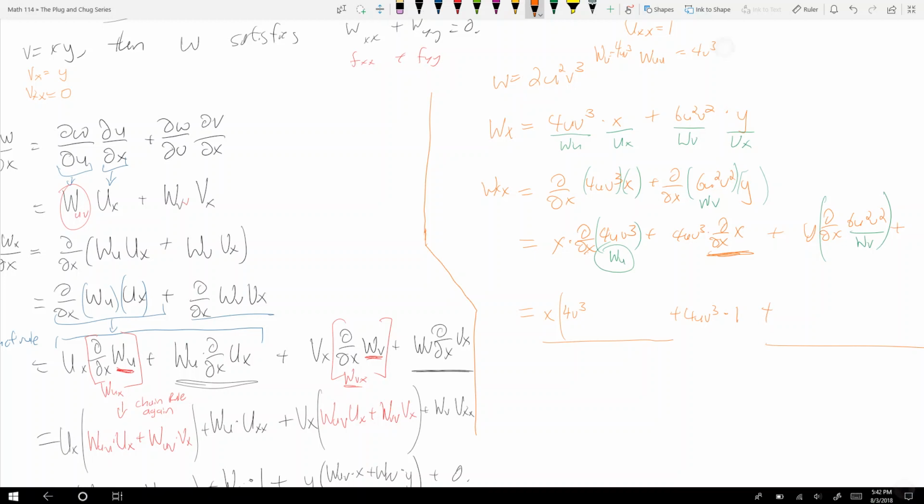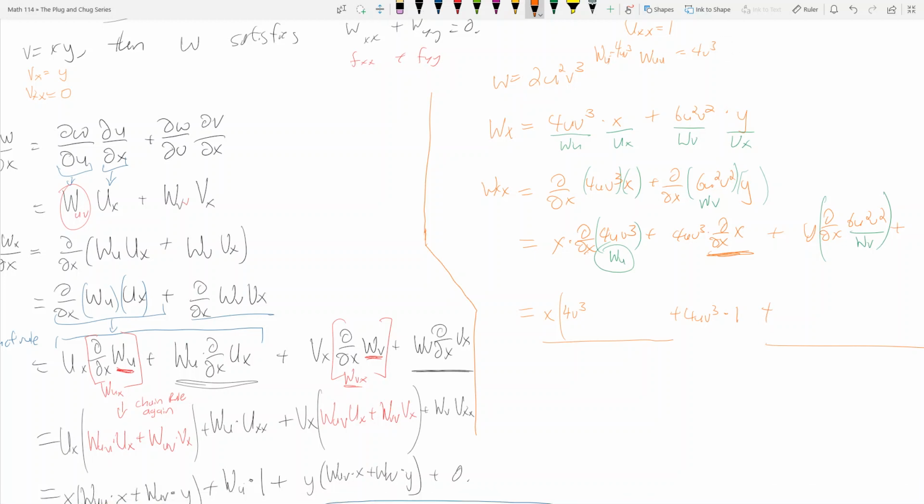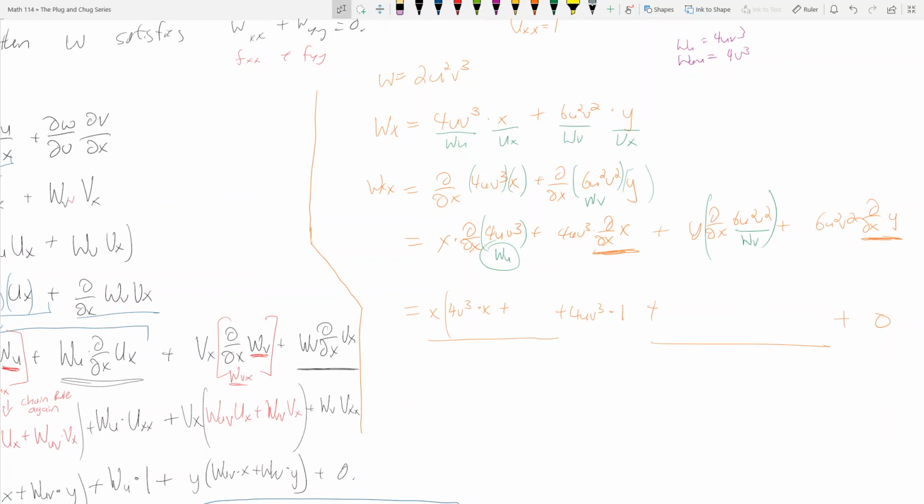And we already had all that, so all right, let me write this off to the side a little bit. Let's see, let's use purple. So W sub u was equal to 4uv cubed, and so W sub uu is equal to 4v cubed. Okay, so it's W sub uu times u sub x. Well, u sub x is x, so times x, and then I got plus W sub u sub v. So W sub u sub v is a little more interesting.